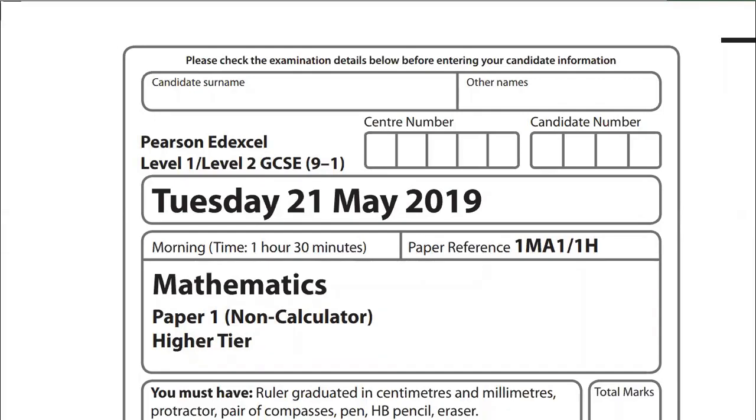Edexcel GCSE Maths, May 2019, Paper 1 Non-Calculator Higher Tier.